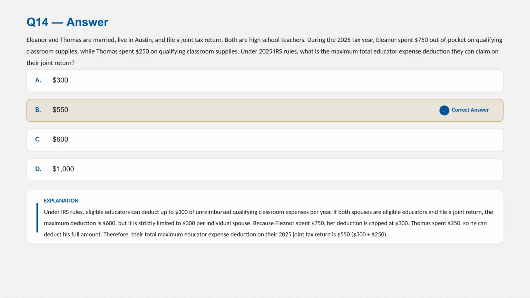Because Eleanor spent $750, her deduction is capped at $300. Thomas spent $250, so he can deduct his full amount. Therefore, their total maximum educator expense deduction on their 2025 joint tax return is $550, $300 plus $250. Great. Now let's move to our next question.